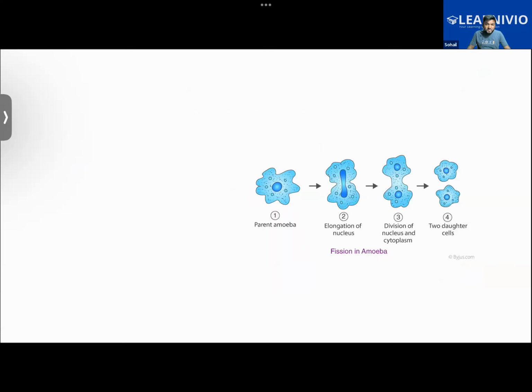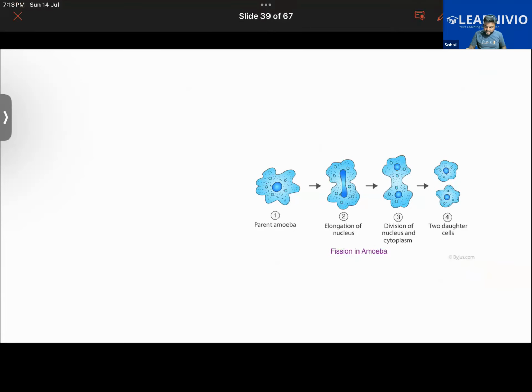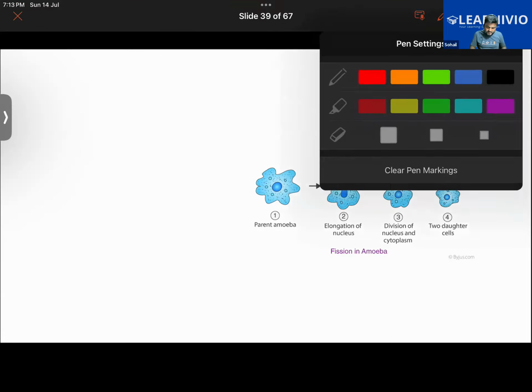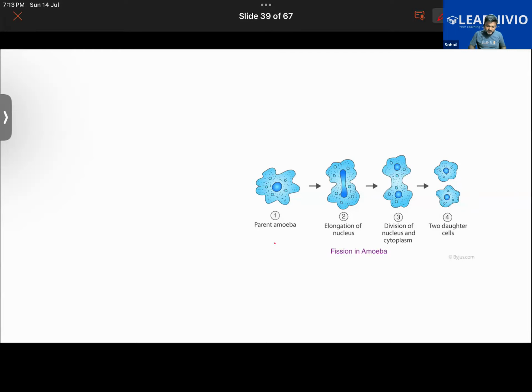Next we are going to learn about asexual reproduction in amoeba. As you can see in this image, this parent amoeba has divided into two daughter cells. First of all, what will happen? Look at this first image. Binary fission, yeah, that is binary fission. Very good. So what happens in the case of amoeba?